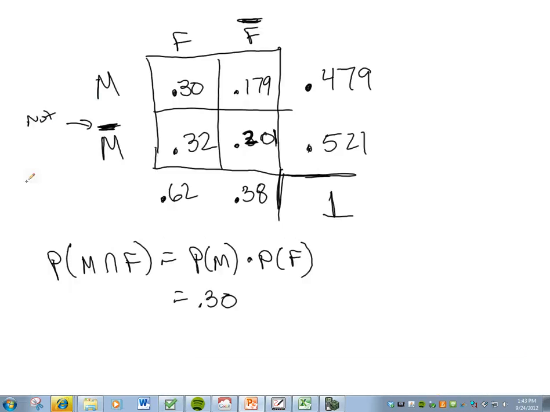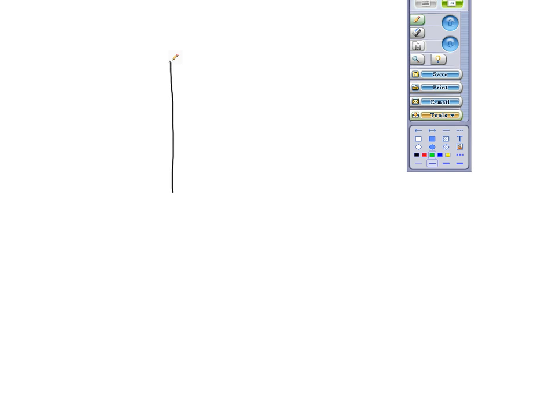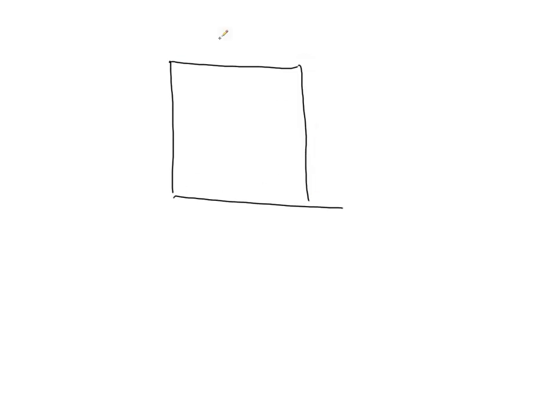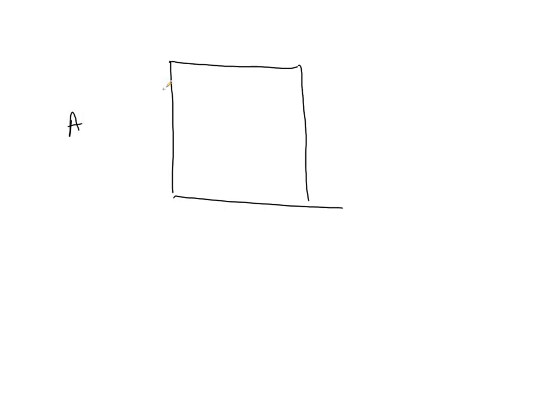Well, we're dealing with two scenarios here. Again, I'm going to build a table. We have files an auto claim and a health claim. So we'll call this auto, not auto. Health, not health. So either he does or he does not file each one of these, or she. But we know that 100% of the time one of these four things is going to happen. Either files both, files one, or files neither.